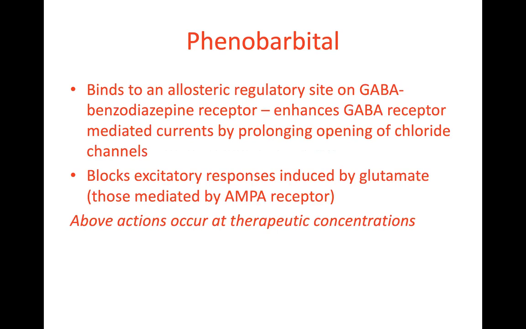Barbiturates, and this includes phenobarb, actually will bind to the allosteric regulatory site on the GABA benzodiazepine receptor. So that's how it enhances the GABA receptors, by binding. And then what happens is that these GABA receptor mediated currents stay open longer, and the chloride comes in, and that is one of the ways it does this. And then it seems to be able to block the glutamate pathway. These two actions probably are what most people believe are due to its anticonvulsant actions, because these occur routinely at what is considered the therapeutic concentrations.